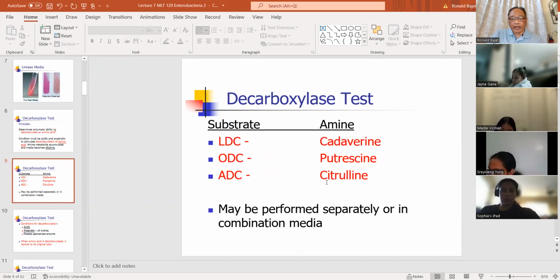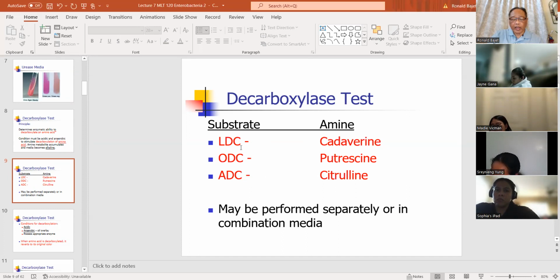Okay, so lysine decarboxylase, the amine is cadaverine. This you have to memorize. This is definitely going to be on the test. So lysine decarboxylase, LDC, the amine is cadaverine. Ornithine decarboxylase, the amine is putrescine. And arginine decarboxylase, the amine is citrulline.